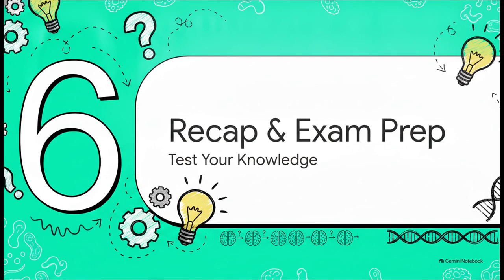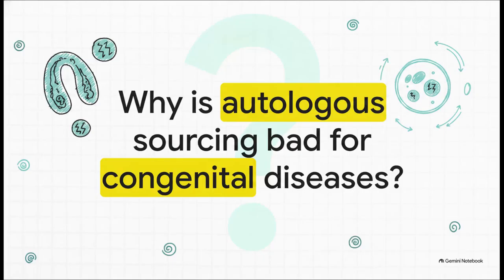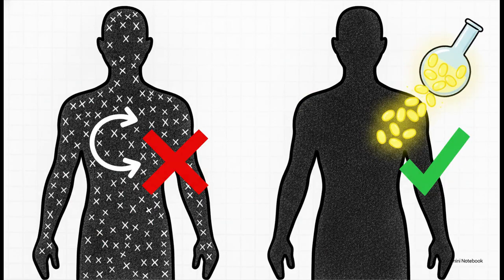Okay, Section 6, lecture recap and exam prep. For those of you studying this material, let's lock in these high-yield concepts with some specific exam questions pulled directly from the lectures. Here's a classic fundamental exam prompt to test your grasp of the core mechanism. Why can't we just use a patient's own mitochondria, an autologous source, to treat their congenital mitochondrial disorder, thereby bypassing the immune system entirely?